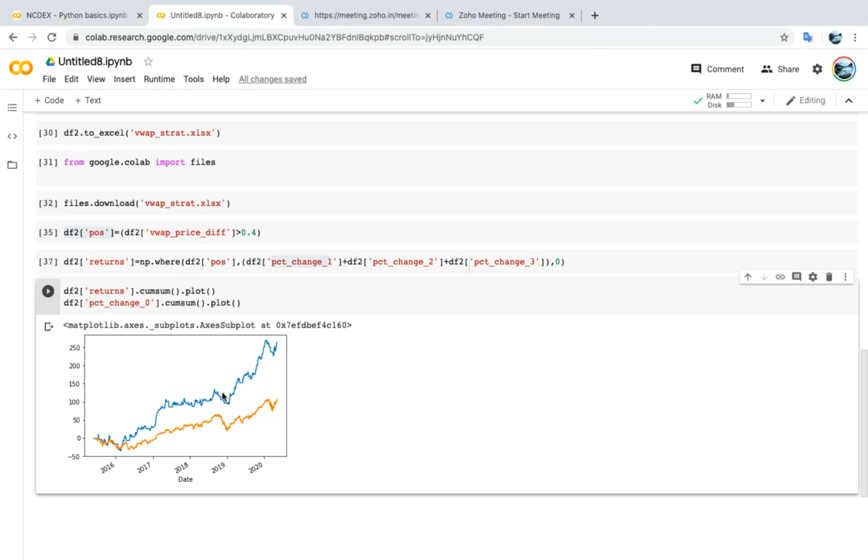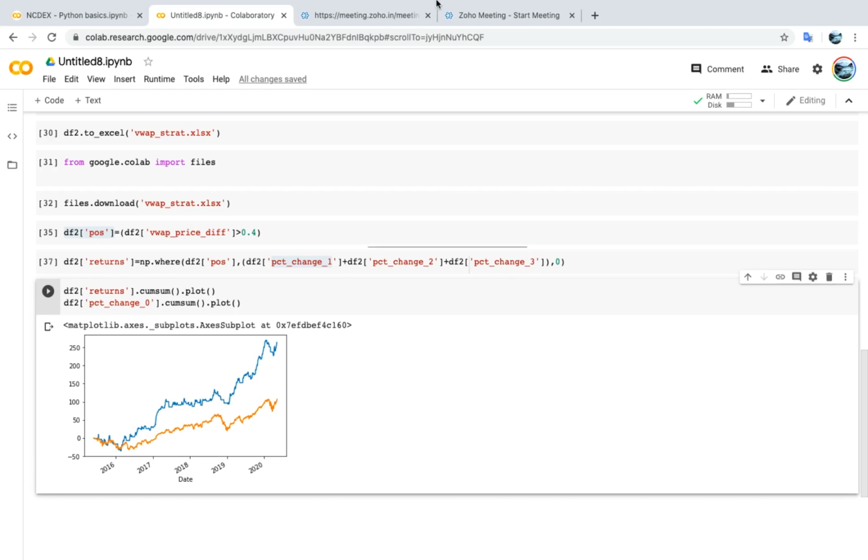So even if one didn't know what VWAP is, you could have developed your own strategy. I'm not saying that you should not know VWAP, but I just mean to say that this kind of process makes strategy building easier.